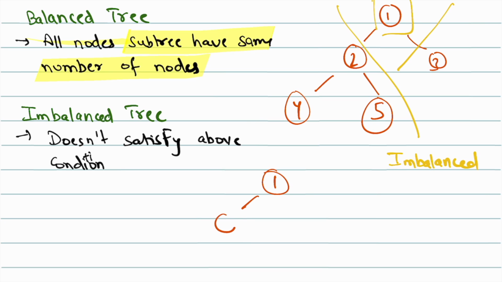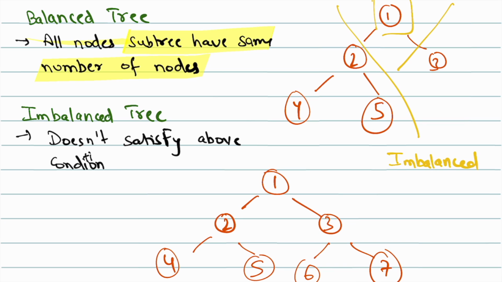Now let me try to build a balanced tree here. So we have a 1, we have a 2, we have a 3, we have a 4, 5, 6 and 7. Now if you see, on both sides of 1 there are 3 elements. Similarly, if you check for node number 2, on both sides of 2 there is just 1 element. If you check for 3, 6, 7, 1 element. If you check for 4, there are no elements. Same for 5, same for 6, same for 7. So all these nodes are satisfying this condition. So we can say that this is a balanced tree.